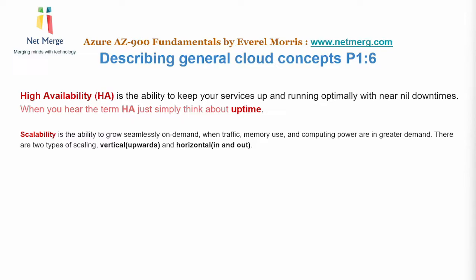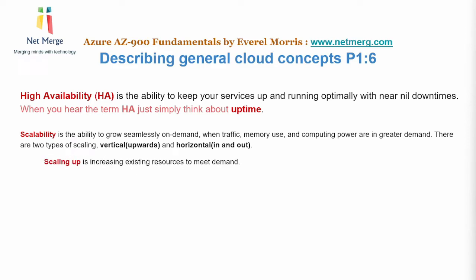Scalability is another feature in the cloud. It is the ability to grow seamlessly on demand when traffic, memory use, or computing power are in great demand. So it's your ability to meet a specific demand. There are 2 types of scaling. There is vertical scaling, where you scale upward, and horizontal scaling, where you scale in and you scale out. So vertical scaling only goes in one direction, it goes up, and horizontal scaling can go in both directions, it's bidirectional. That's a big difference between the two.